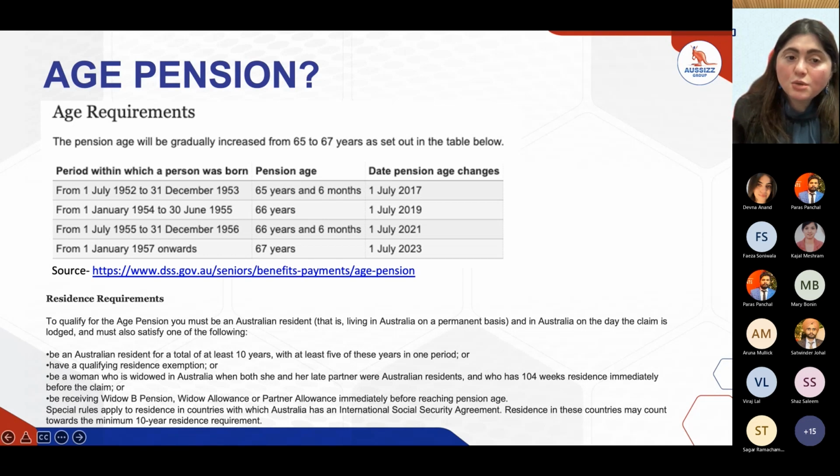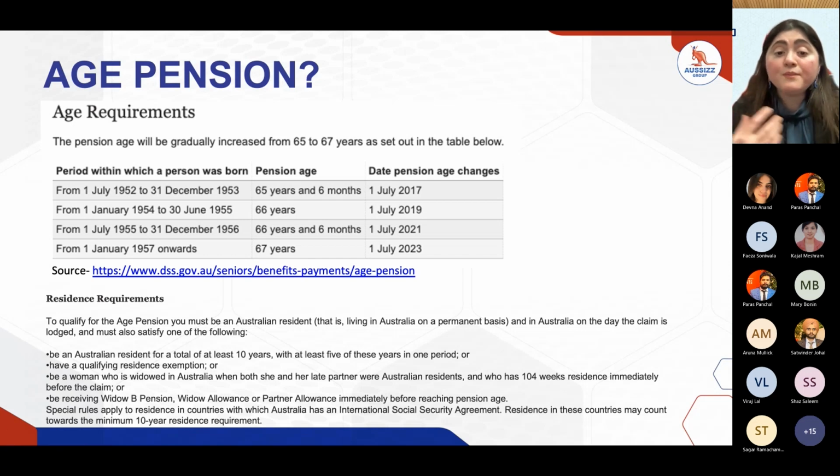So the applicants, your parents, must meet the pension age if they want to apply for the aged parent visa, because the aged parent visa gets you the associated bridging visa. To qualify for the age pension, you must be an Australian resident and in Australia on the day the claim is logged. So there are certain residence requirements to claim that you are in the pension age group, and hence you will be eligible.